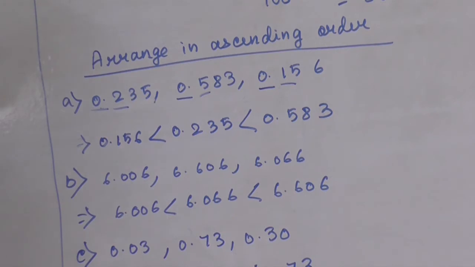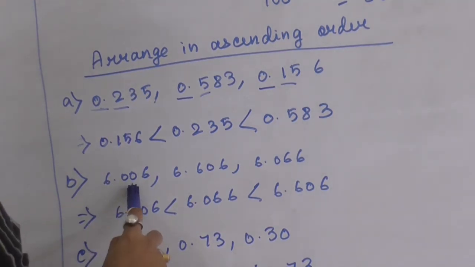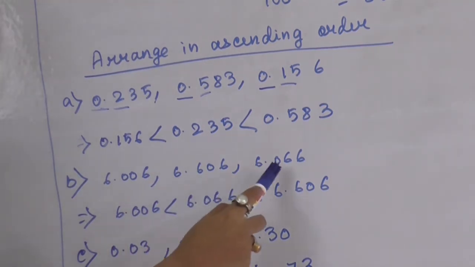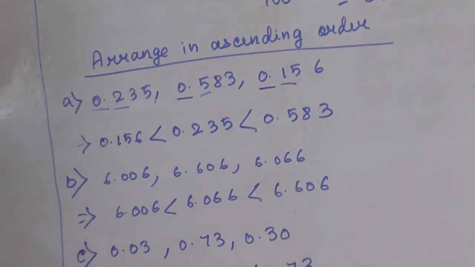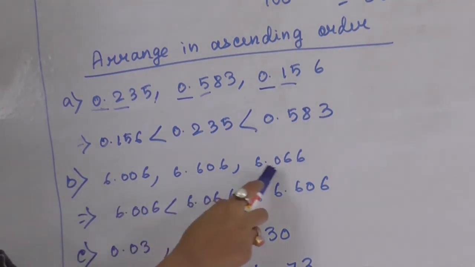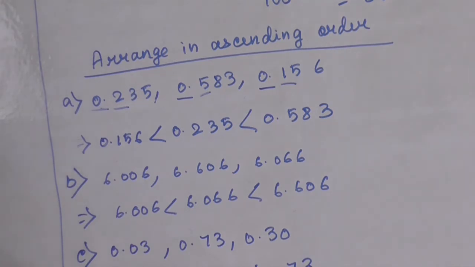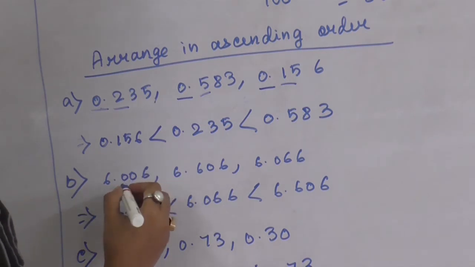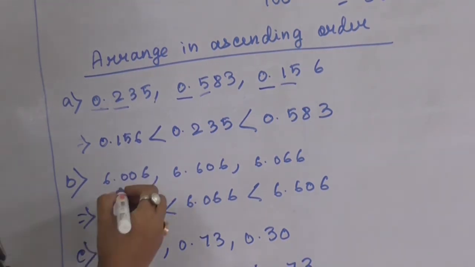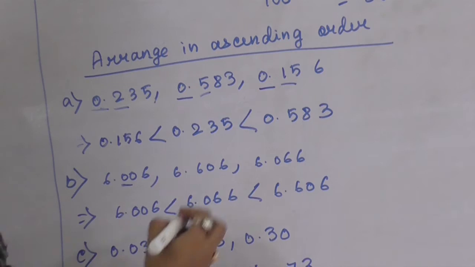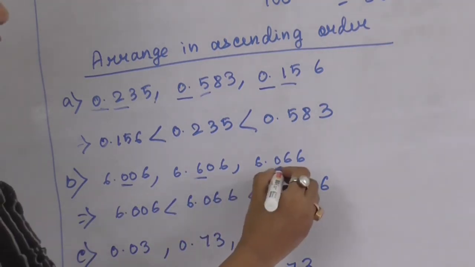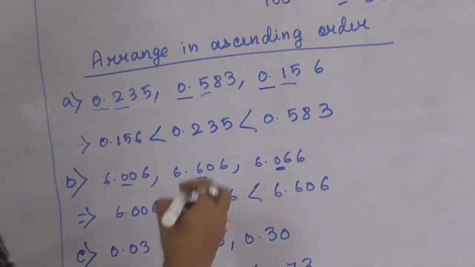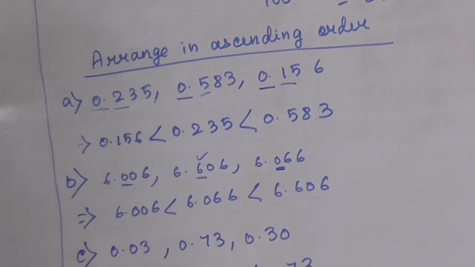Next, another example is given: 6.006, 6.606 and 6.066. So you can see that on the left hand side of the decimal, all three numbers have 6. So now what will we consider? We will consider the number which is on the right hand side of the decimal point. Here you can see we are having 0 over here. Here we are having 6, and again we are having 0. So obviously this one is the larger number.